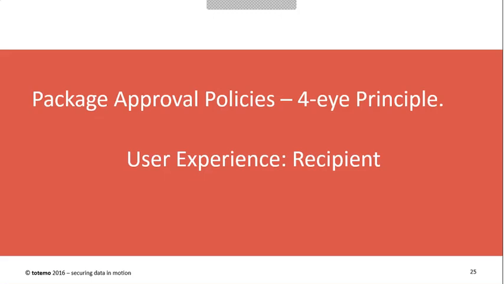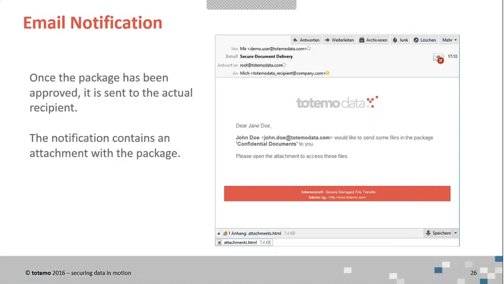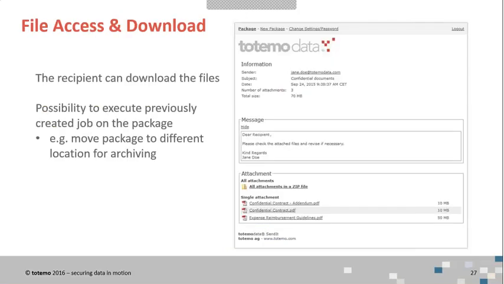Once the package has been approved by the reviewer, it will be delivered to the actual recipient that was set, and he'll just get a simple email notification that he has a new package. Then of course he can use totemodata web receive or existing protocols that he's using, and of course he can also log into SFX to download the files.